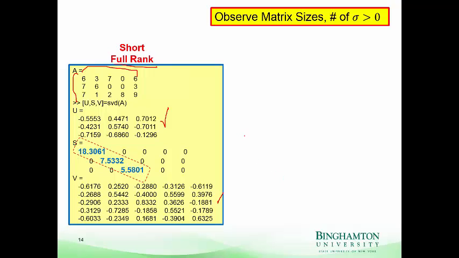So now, remember, rank here is full, so r is equal to 3. I take the first 3 columns of this. Those will span the row space of A. We take the first 3 columns of this. They will span the column space of A.